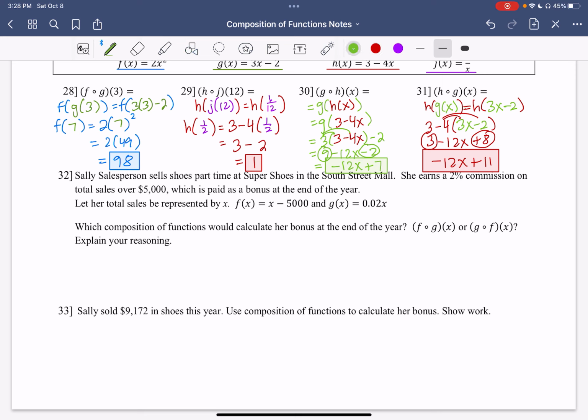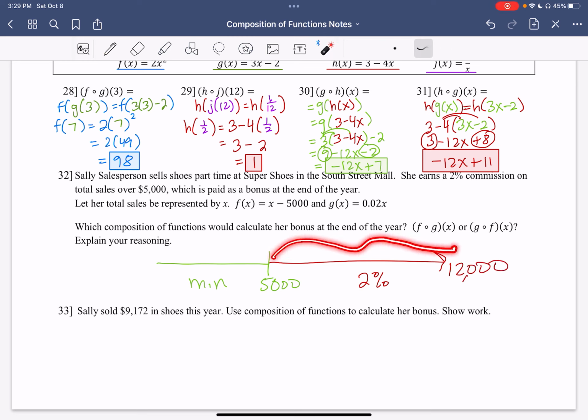Okay, so basically you got to understand that she doesn't get any extra money until she sells $5,000, right? So if she sells up to $5,000, she makes no extra money. That's just the minimum. Okay, but anything over $5,000, she's going to make a 2% bonus on. Okay, so let's say she sells like, I don't know, $12,000 worth of shoes, right? So this part she's getting a 2% bonus on, but not this part. This is the bare minimum that she is expected to meet.